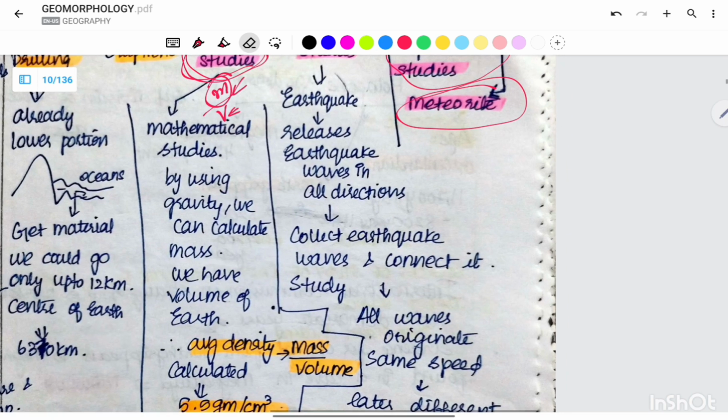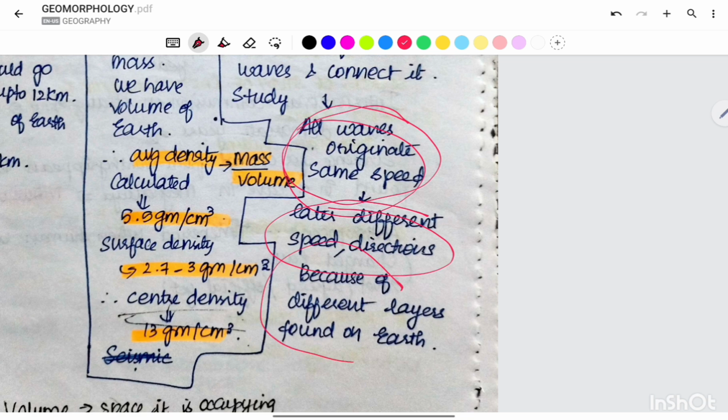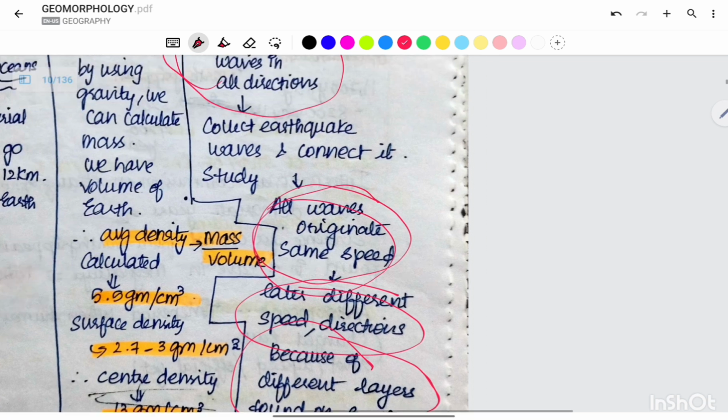Now we have the earthquakes. The earthquake waves are released in all directions. We collect the earthquake waves and we need to study them. The waves originate at the same speed. Later they have different speeds and directions because of different layers found on the earth.